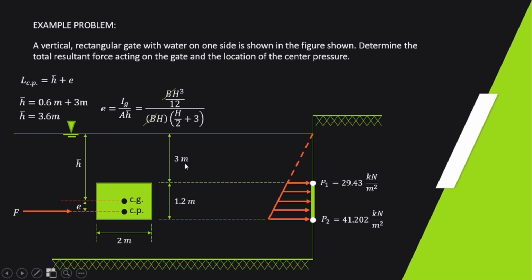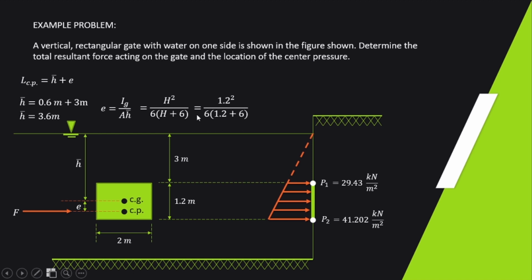So our B cancels and one H cancels. So we have left on top H squared and 12 on the bottom. So H squared over 12 all over H over 2 plus 3. And by algebra, H over 2 plus 3 can be written as H plus 6 all over 2. And H squared all over 12 times 2 over H plus 6, because that is our rule for fractions: the denominator of a fraction becomes its reciprocal and is multiplied with the numerator. So H squared over 12 times 2 over H plus 6. That is also equal to H squared all over 6 times H plus 6.